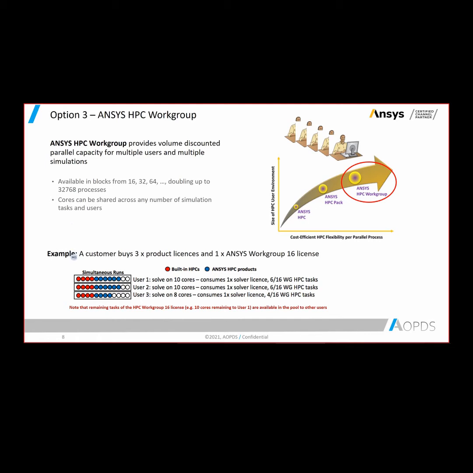And as you see in this example, if you buy 3 product licenses and one Ansys Workgroup of 16 licenses, user number 1 can use 10 cores, and the remaining tasks are still available to other users. So by using 10 cores, the first user consumes only 6 out of 16 workgroup HPC tasks, and user number 2 can consume 1 solver license and 6, and similarly for the third user. So the remaining tasks are available in the pool to the other users.